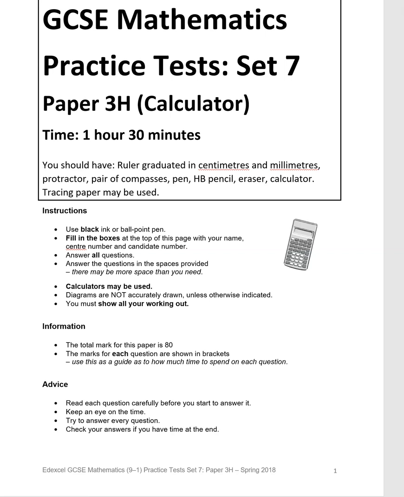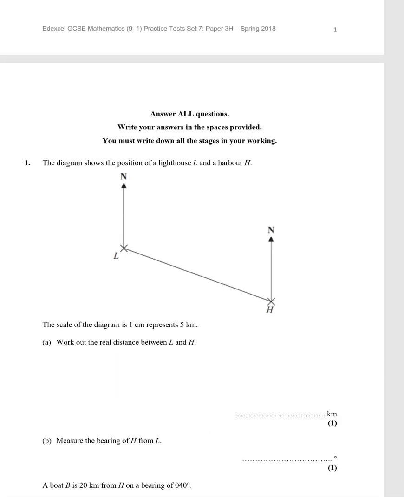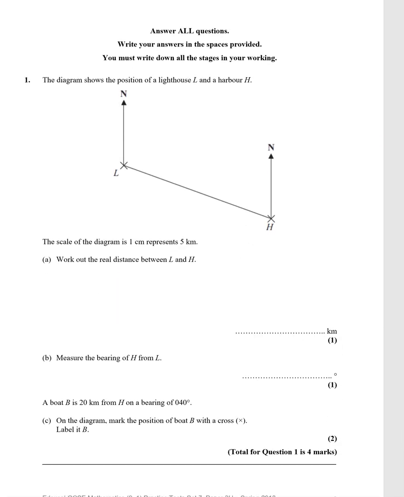So practice test set 7, paper 3H, and it's a calculator paper. Question 1. The diagram shows the position of a lighthouse L and the harbour H. Work out the real distance between L and H. Well, so we need to measure that distance.